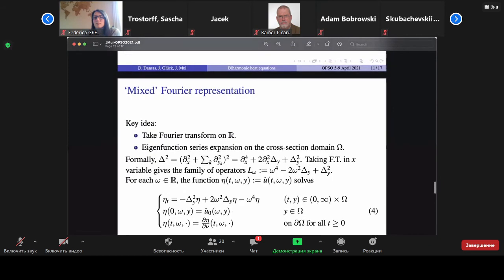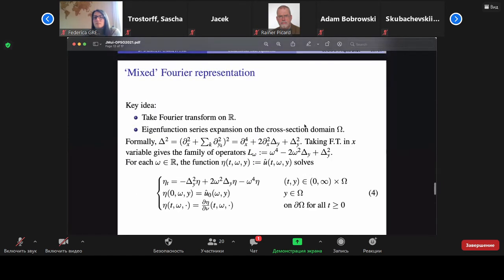Okay, so the key idea is to do this mixed Fourier representation. We take the Fourier transform in the infinite direction and then do an eigenfunction series expansion on the cross-section domain omega. If you write down the operator Laplace squared formally, we can expand it this way. And here, delta y is just the Laplacian in only the y variable.